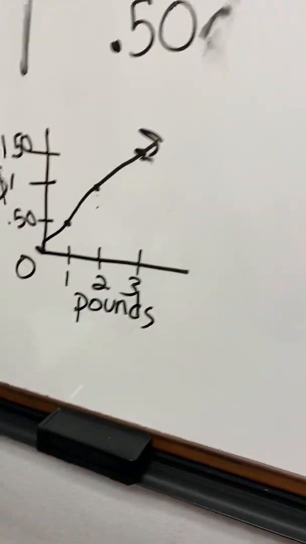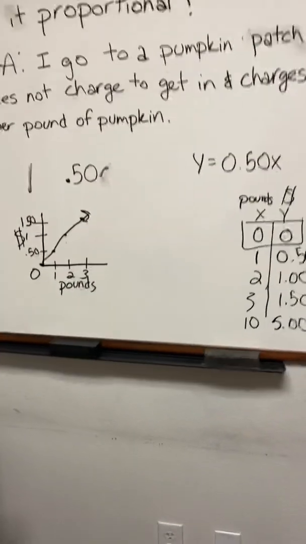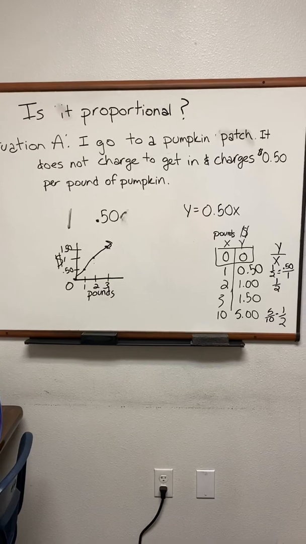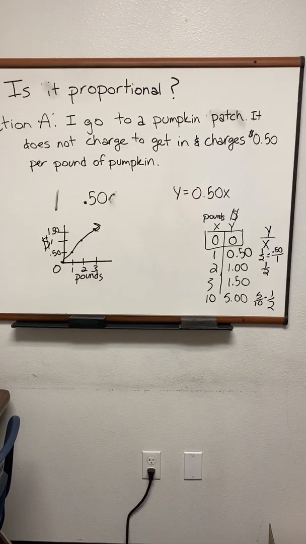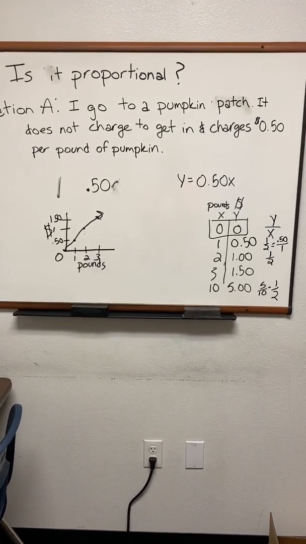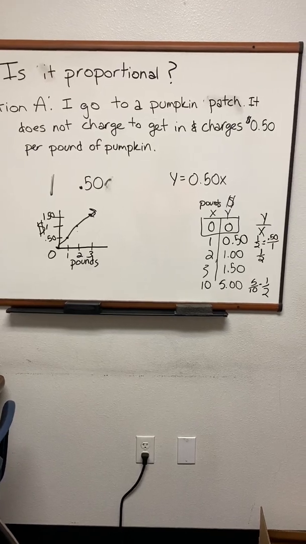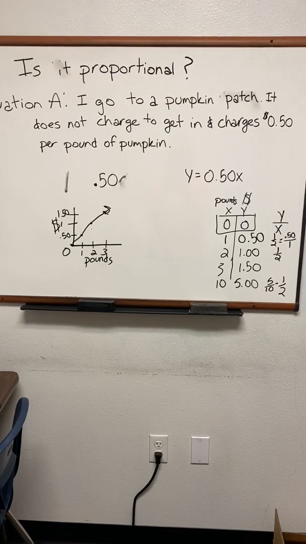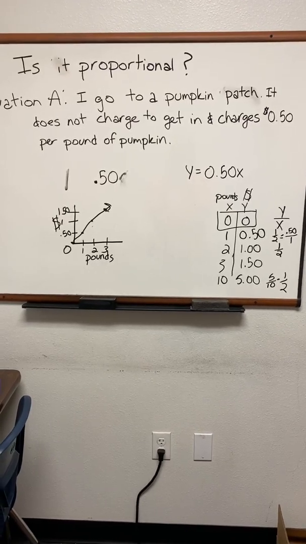So there's different things I'm looking for to see if this is proportional. I'm checking on the equation to make sure I'm not adding anything. I'm looking on the table to make sure I could include 0, 0. And I'm multiplying by the same thing, or the ratio y over x is the same. And when I have a graph, I have a straight line through the origin.